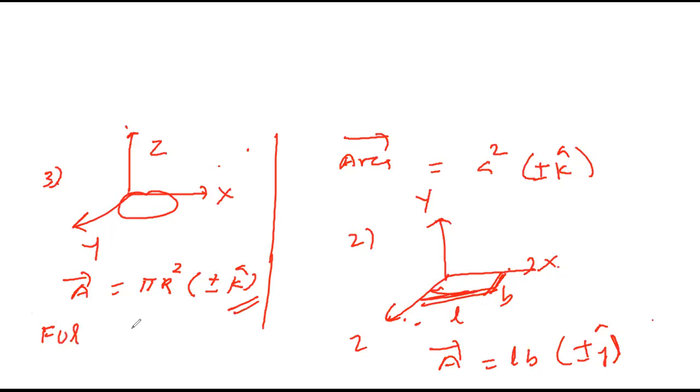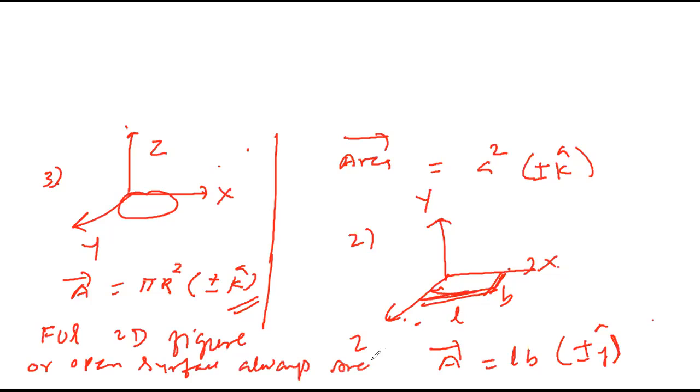For a 2D figure or open surface, the area vector is always perpendicular. Always, the area vector is perpendicular.